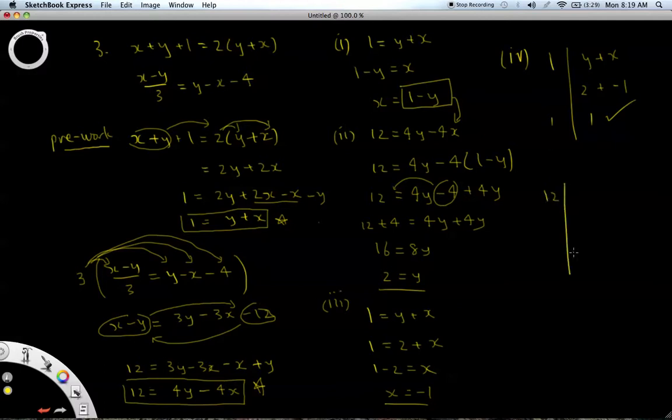So 12 hopefully is equal to 4y minus 4x. Let's try. 4 times 2 minus 4 times negative 1. That's 8 minus 4. Oops, plus 4, because it's minus 4 times minus 1. That is 12. That's 12. It checks out. There is a completed solution to question 3.